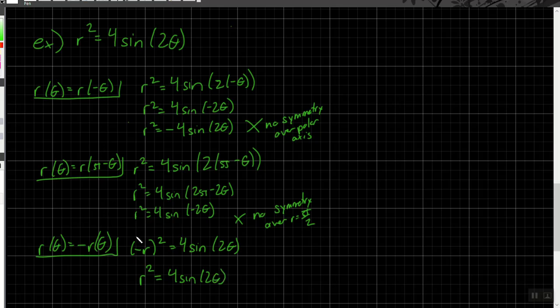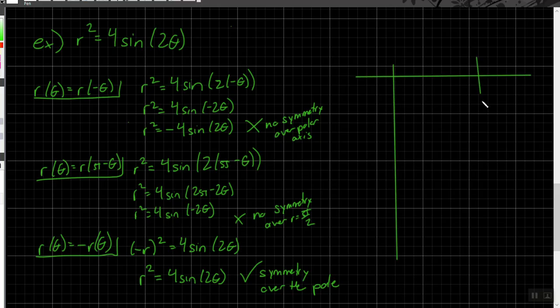And then is this function the same as our original top function? Yes. So we have symmetry over the pole. Pole is the same thing as the origin. So what quadrant do I have to make a table with? Yep, just quadrant 1, because we're just talking about reflection over the pole.